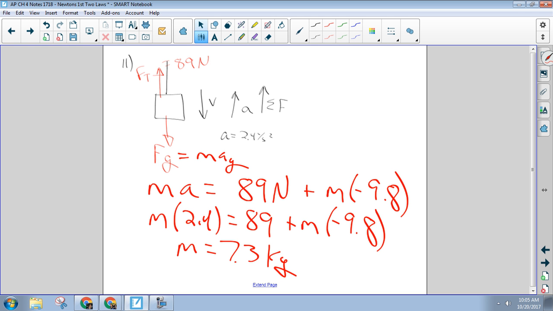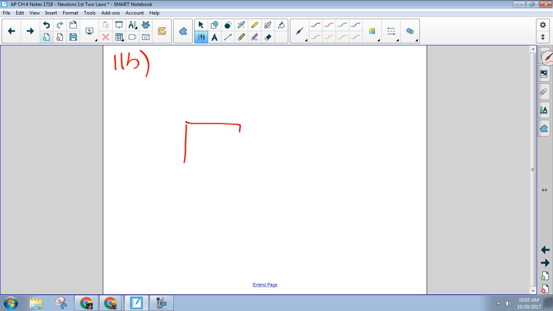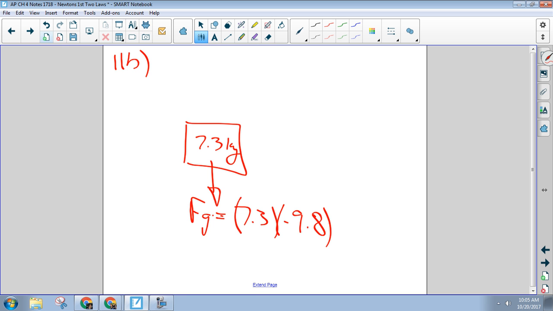All right, so for 11b, here's the deal. We've got a lamp that's got a mass of 7.3 kilograms. I can find my force of gravity. It's just going to be 7.3 times negative 9.8, whatever that is. Let's see, what does it say? What is the tension if it's accelerating upward with an acceleration of 2.4? So it's accelerating upward with an upward acceleration. So my acceleration is positive 2.4. So we ought to be able to solve it, right?